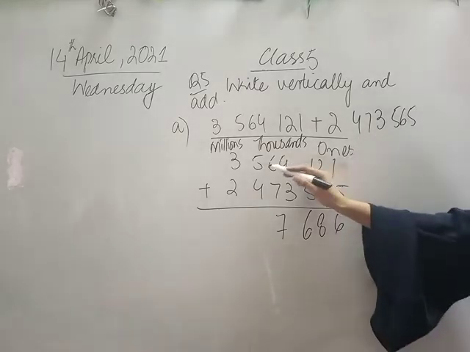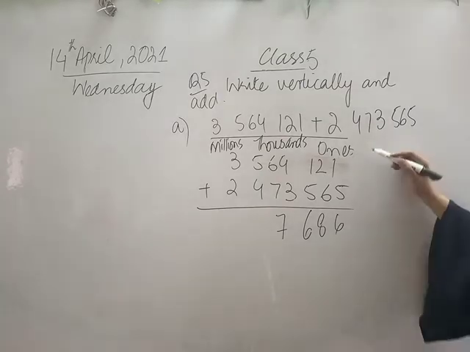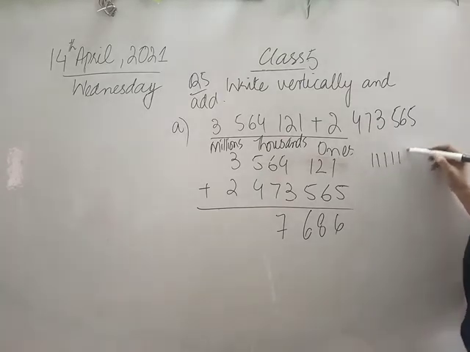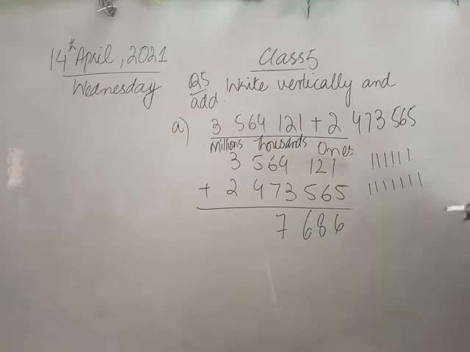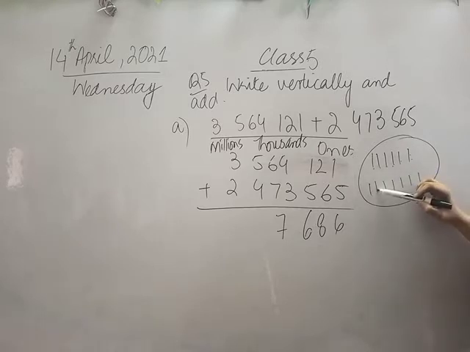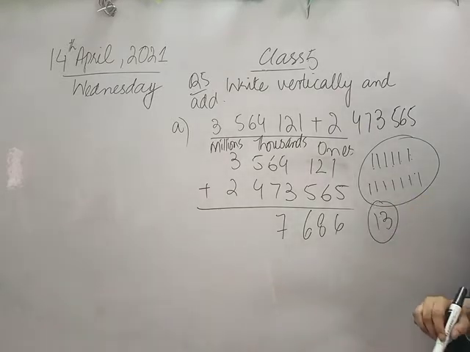Now the next number, which is 6 for upper. 1 2 3 4 5 6 and 7 for lower. 1 2 3 4 5 6 7. So in total I have 13. I have a 2 digit number. Okay? When I added this, I have a 2 digit number.